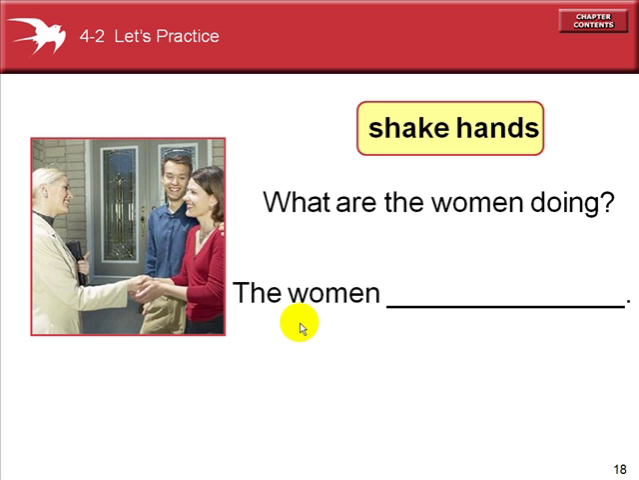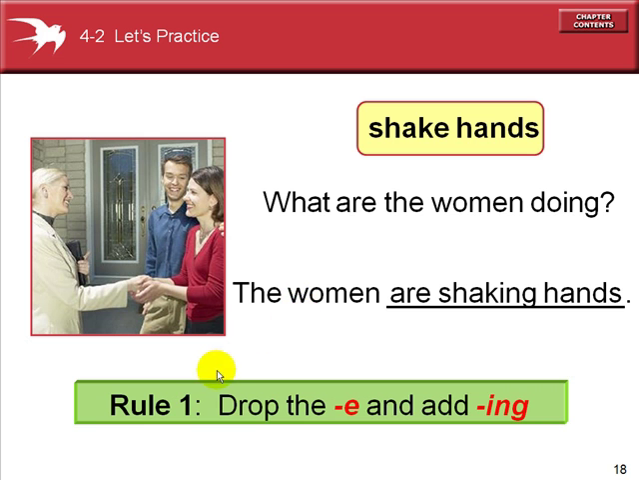Let's practice. What are the women doing? The women are shaking hands. This is Rule 1. We drop the E at the end of the verb shake and add the ing ending to form the verb shaking.